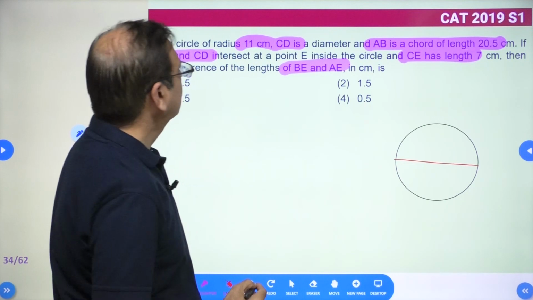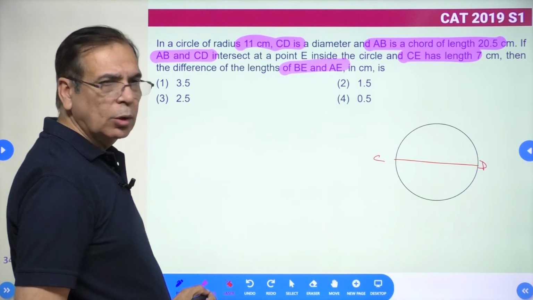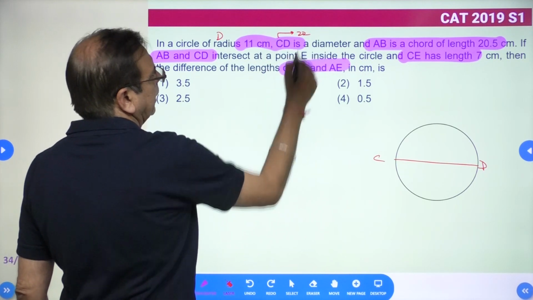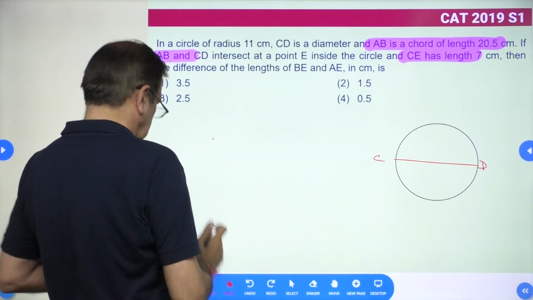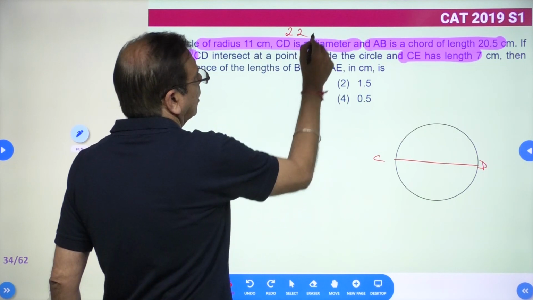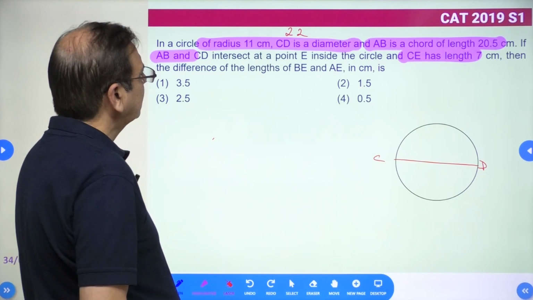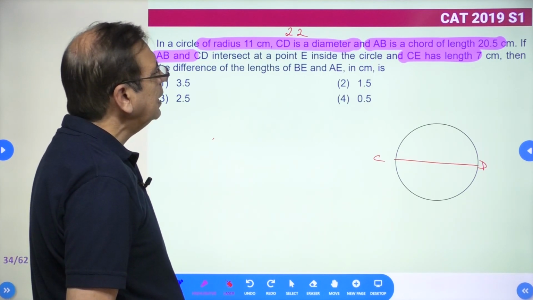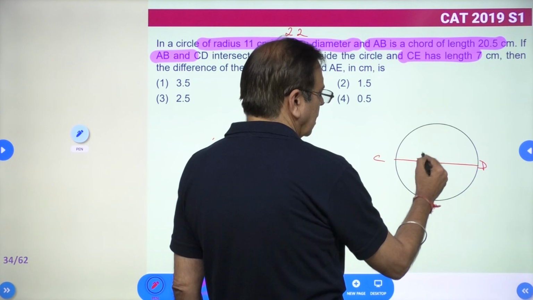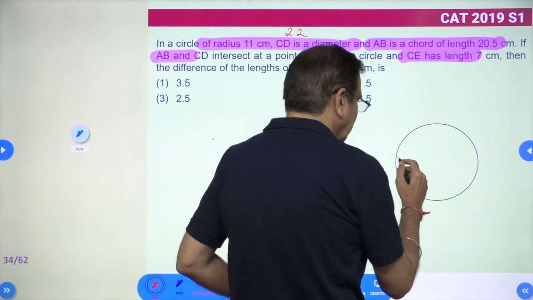The diameter is CD. It has a radius of 11, so a length of 22. So CD is nothing but 22. AB is a chord of length 20.5. If AB and CD intersect at a point inside the circle, and CE has a length of 7 centimeters, so let's say this is E, and I made a mistake, I did not draw the figure properly, I should not have written E first.